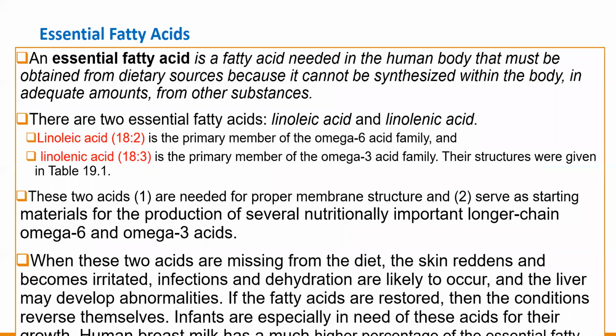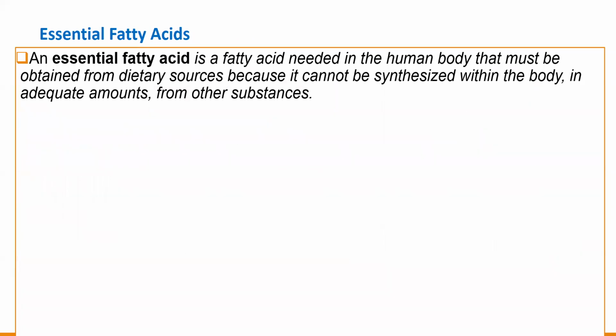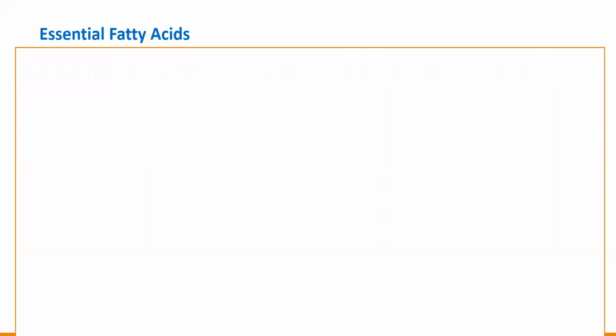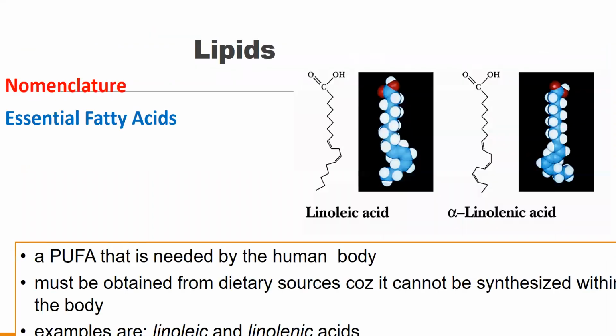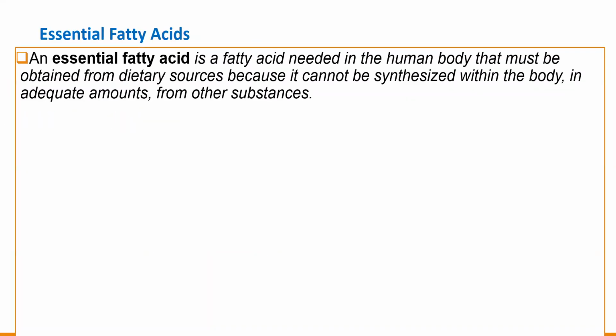And yeah, so we'll look at the structure later, I think, in one of the slides here, where there are examples of some products where the fatty acids are indicated. By the way, there are what we call essential fatty acids. The essential fatty acid, as I have already mentioned, is a fatty acid needed in the human body that must be obtained from dietary sources because it cannot be synthesized within the body.